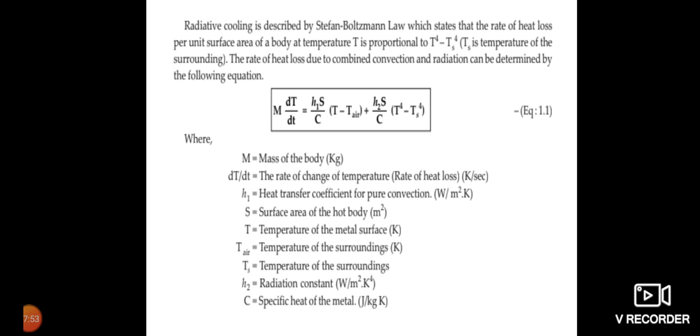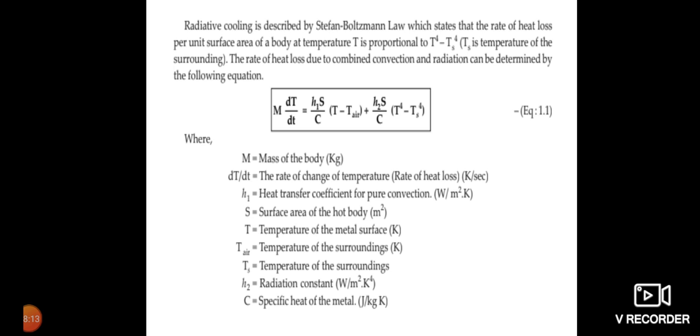The rate of heat loss due to combined convection and radiation can be determined by the following equation. What is that equation? M dT by dt is equal to H1 S by C into (T minus T air) plus H2 S by C into (T raised to 4 minus Ts raised to 4). Now what does all this represent?